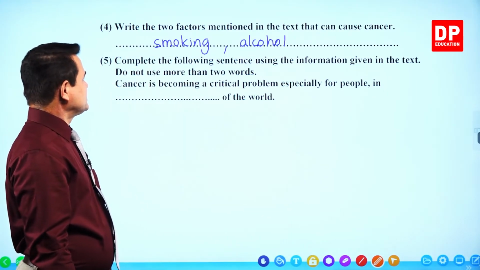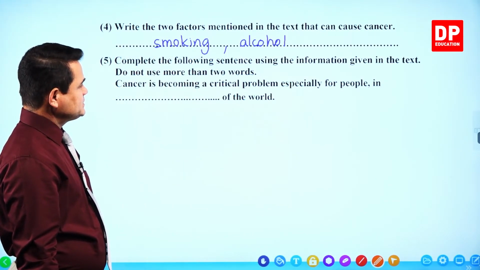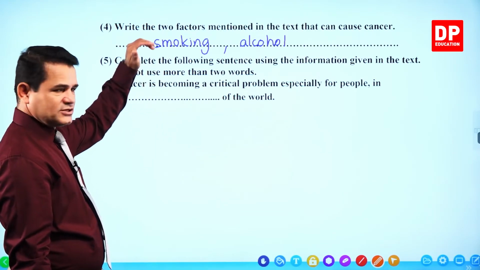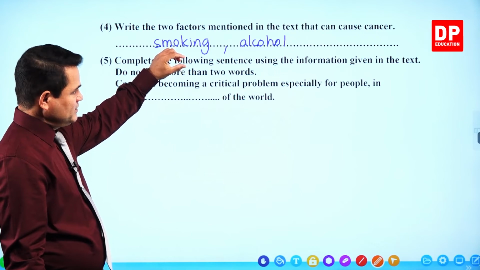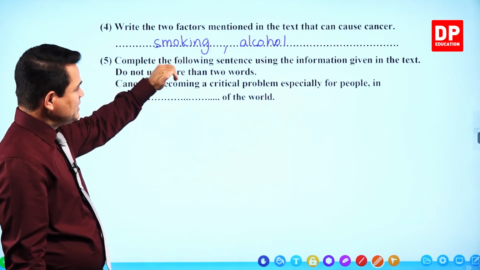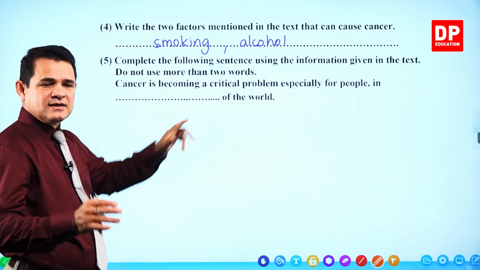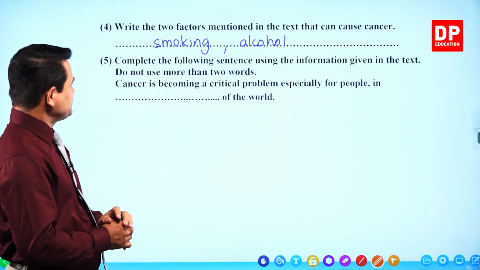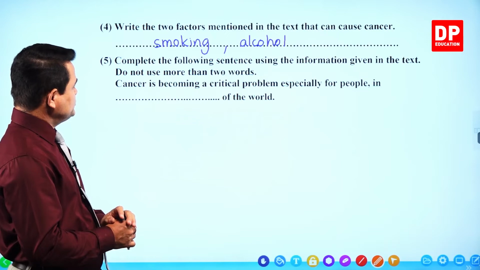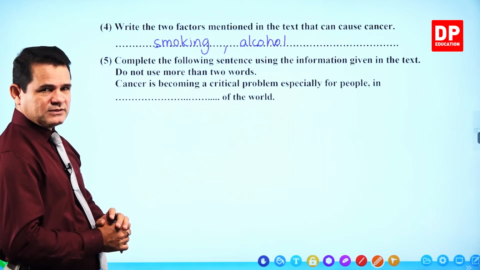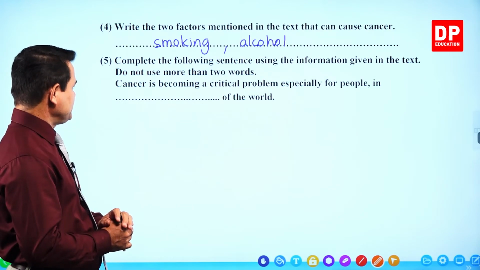And next, complete the following sentence using the information given in the text. Now let's see. Do not use more than 2 words. You can't use more than 2 words.